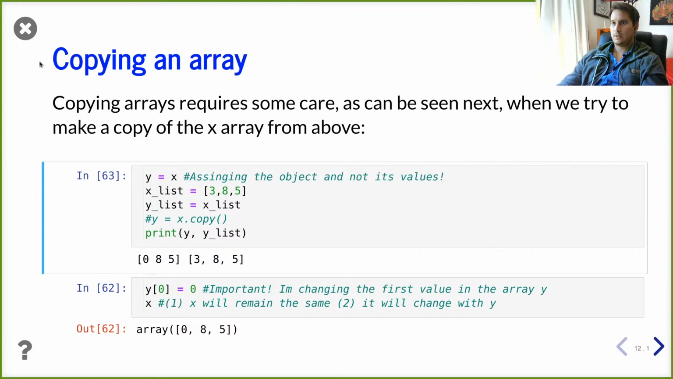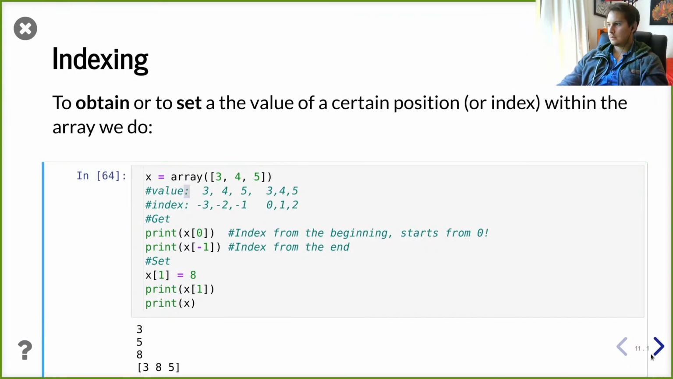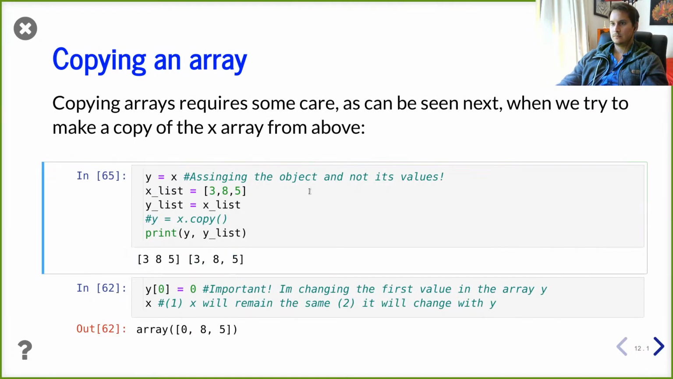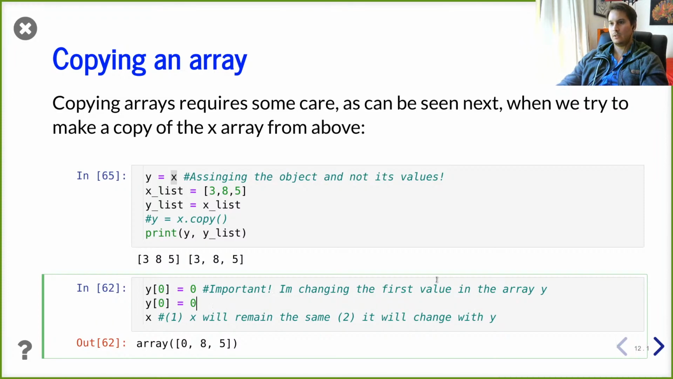Let me redefine x. Okay, so now x is 3, 8, 5, y list is a copy of x list with the same elements, and now let's see what happens when I modify the y list object. What happens to x list, right?